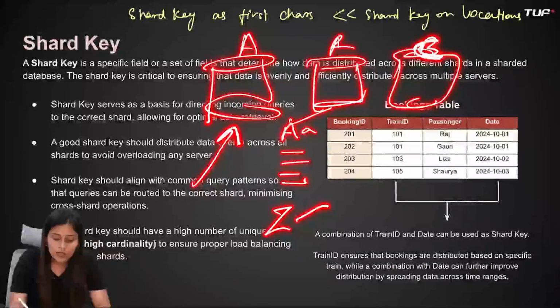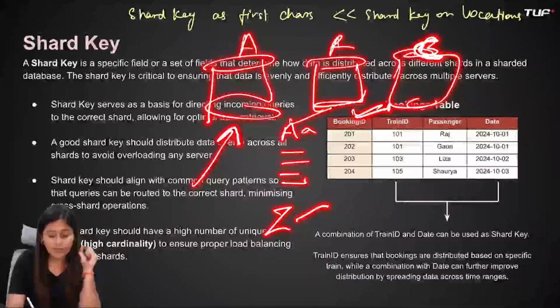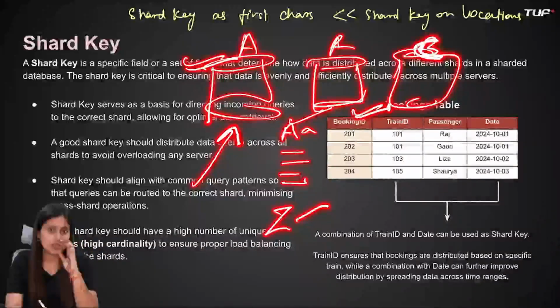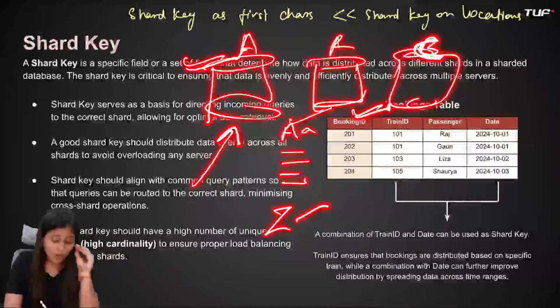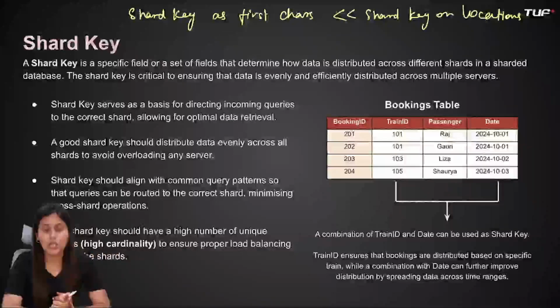Hence, that's why I say shard key selection is very important, because in this case, if you have selected the shard key as the first character of the names, then it might happen the first shard becomes overloaded. But the perfect shard is the one which equally divides the data across the different shards.